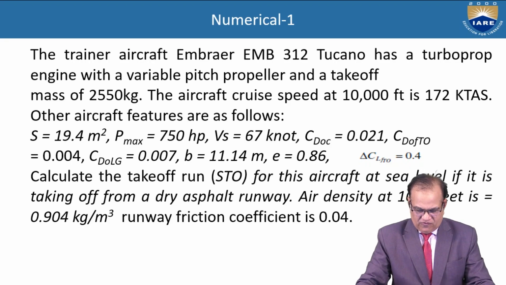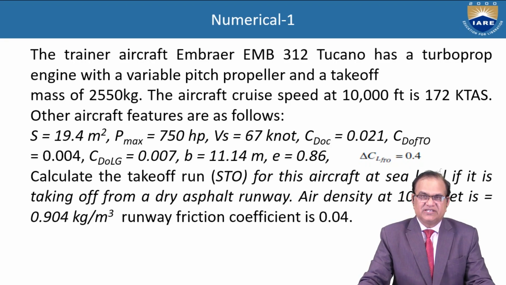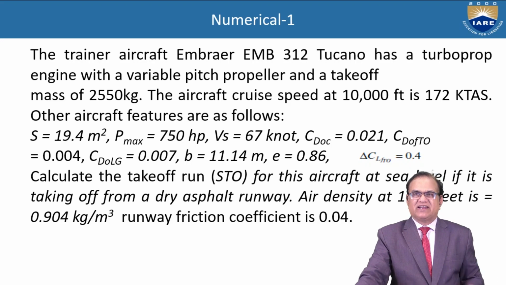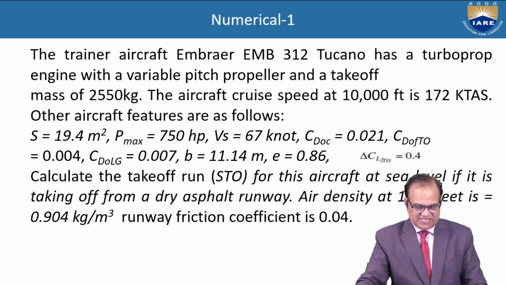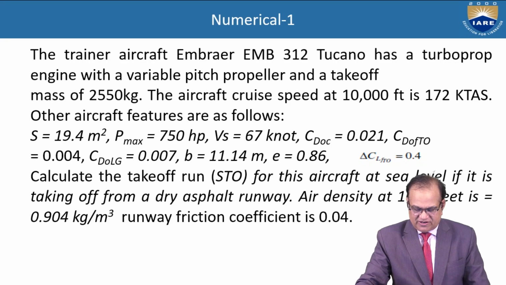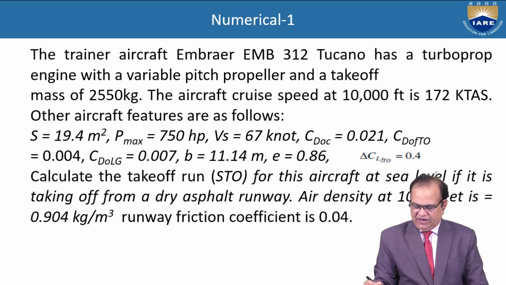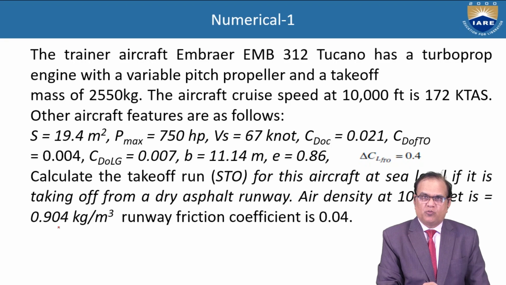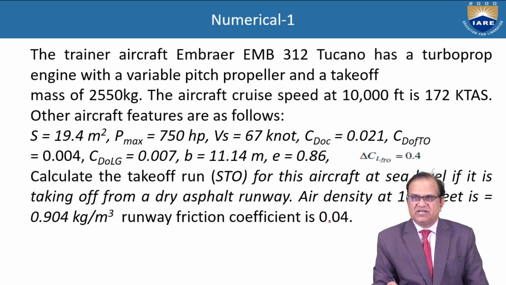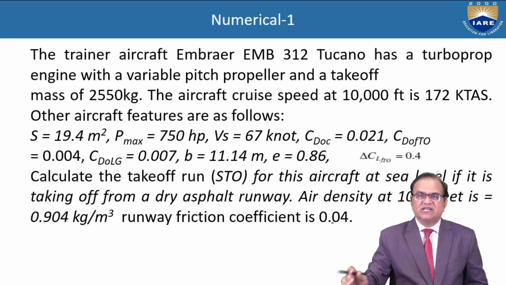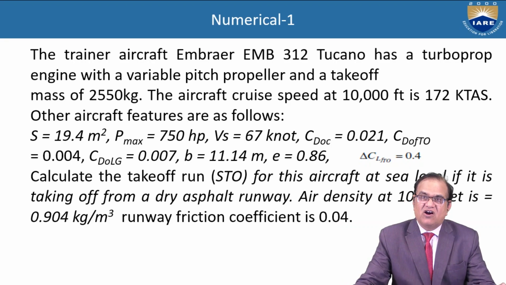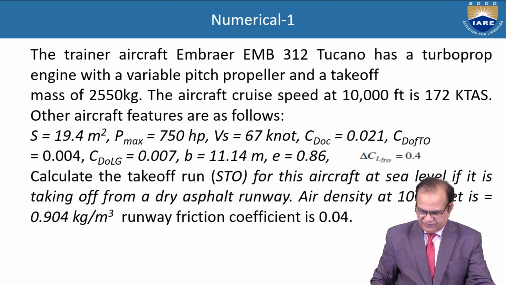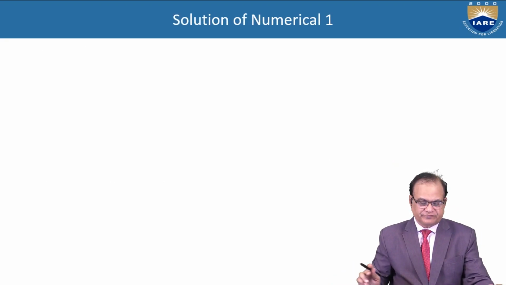Calculate the takeoff run, that is S takeoff, the distance of takeoff for this aircraft at sea level, if it is taking off from a dry asphalt runway. Air density at 10,000 feet is 0.90 kg per meter cube, and the runway friction coefficient mu is equal to 0.04. So this is the problem. We have to find out the takeoff distance S takeoff. So we will solve this problem.